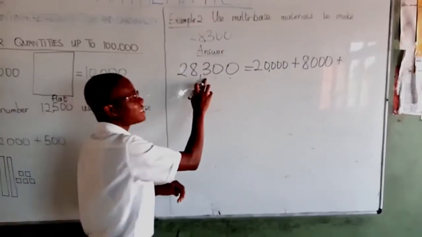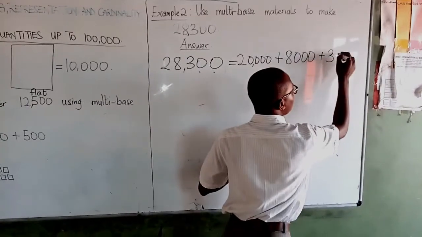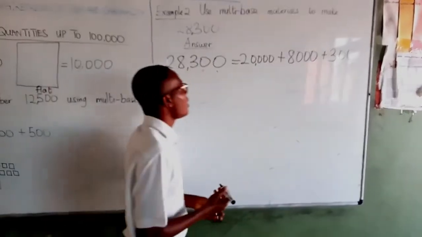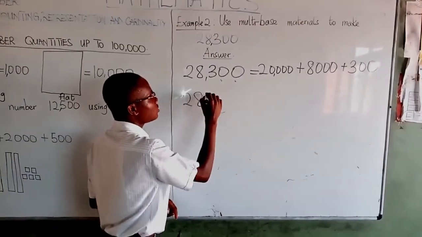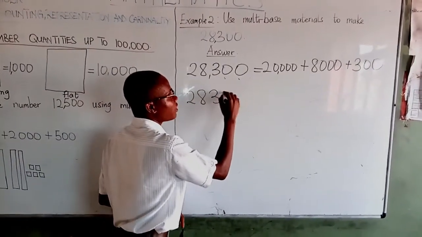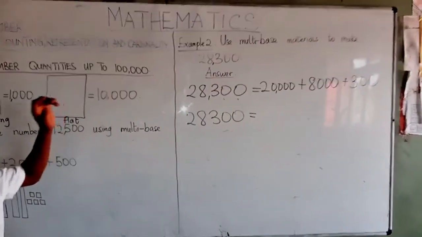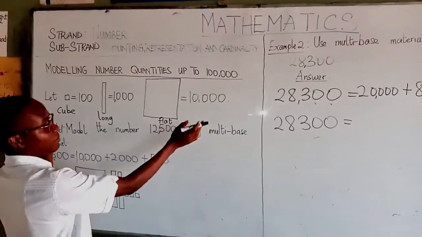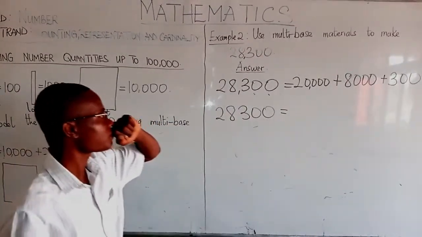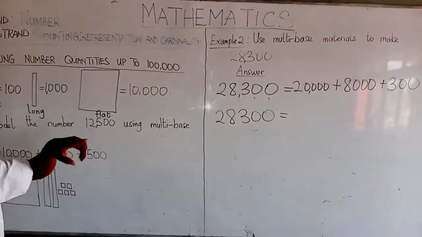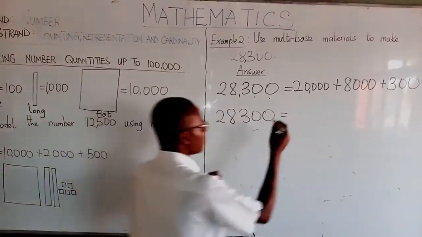Then the next significant number. How many zeros? 2. Then the next thing you do is you write the 28,300. Then you try to represent it with the multi-base materials you have here. Now you have 20,000. So this means that you're going to take 2 times of the flat cube, which is going to give you something like this one.